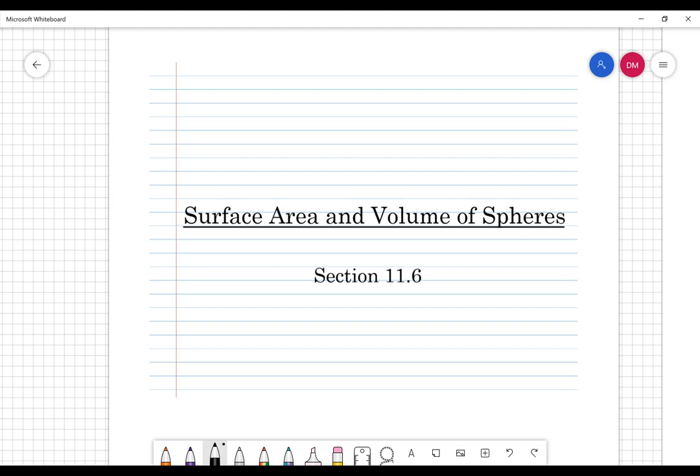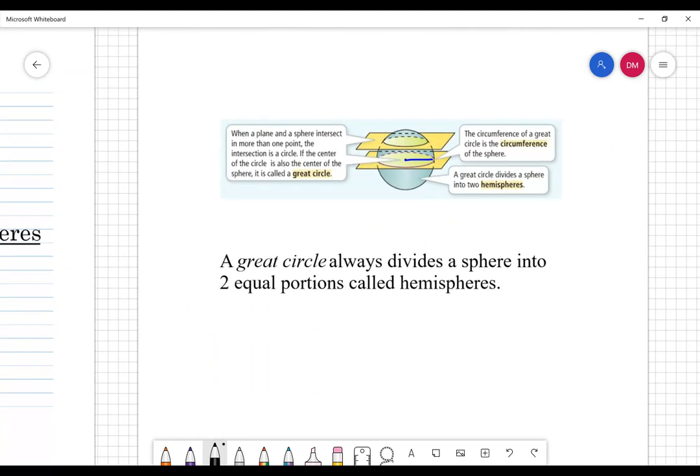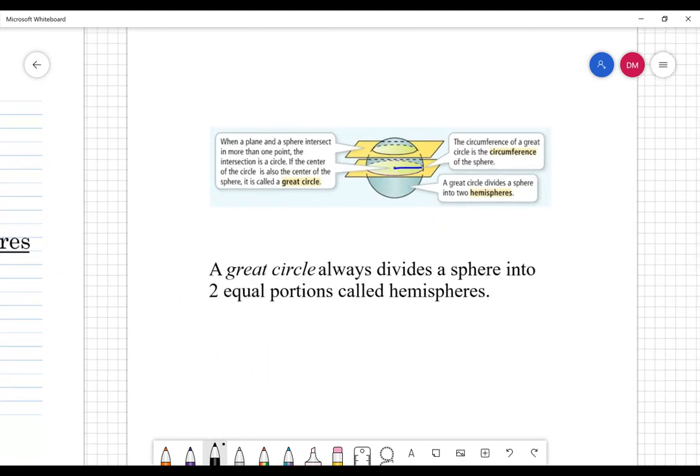We are doing some lessons with spheres over the next couple of days, and then we will be talking about similar solids, and then that will basically wrap up chapter 11 for us. So today, starting with spheres, I wanted to go over some terminology with you, just some vocab that you're going to see.